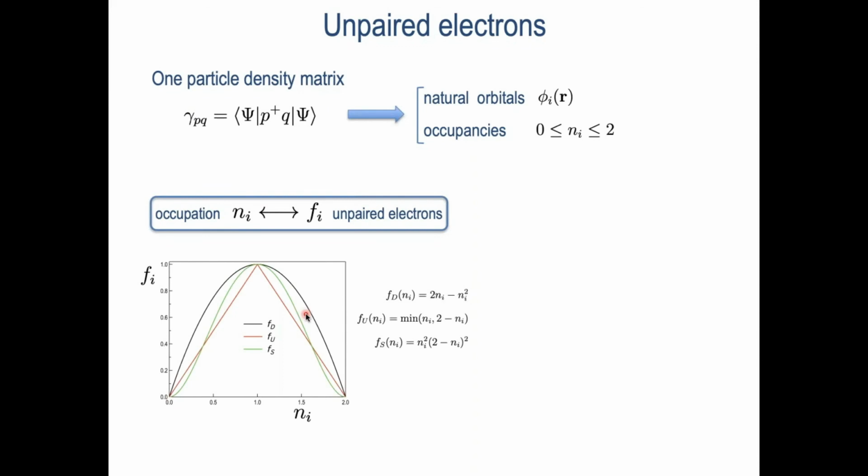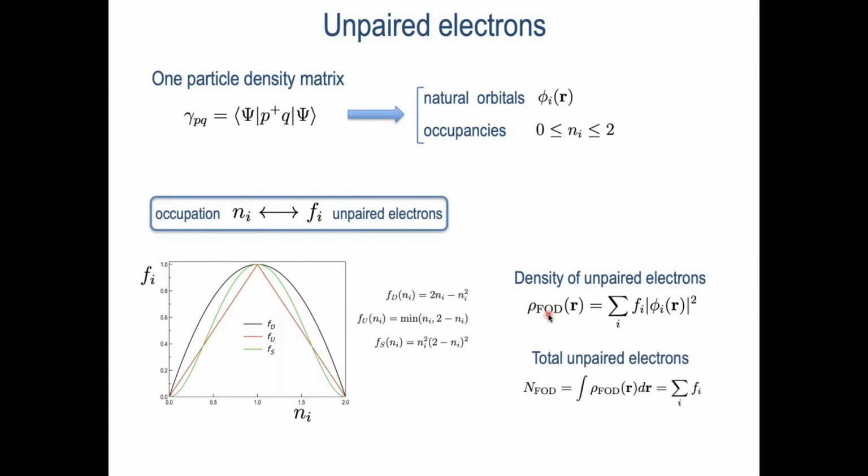These ones were described by Martin Head-Gordon, and with these mappings, not only can we extract an effective number of unpaired electrons in our system, but if we use the natural orbitals, we can also build a density of unpaired electrons, which gives us a real-space representation of the distribution of unpaired electrons in our system. And of course, if we integrate this density, we have a metric for putting a number on the unpaired electrons of our molecule.